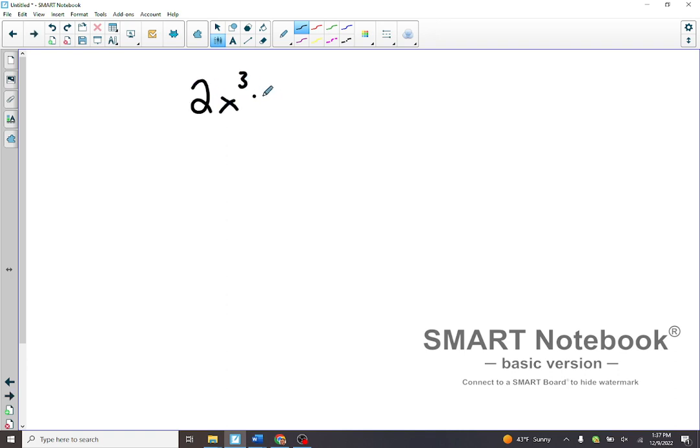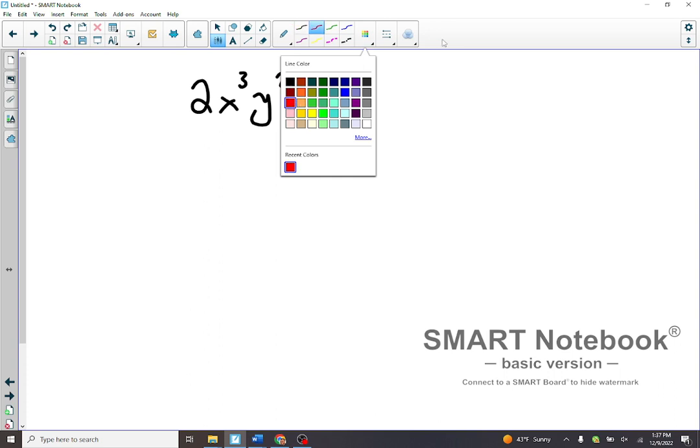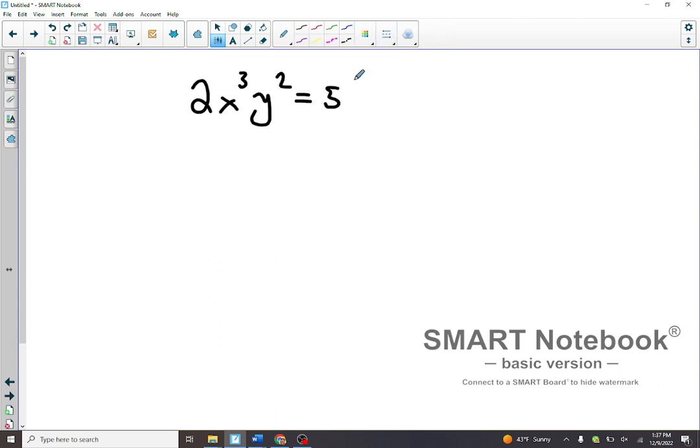Let's do 2x to the 3rd, y to the 2nd equals 5. In this case, we have a product rule going on where 2x cubed is its own thing and y squared is its own thing because they're being multiplied to each other. So I need to use the product rule, which is g f prime plus f g prime. This is my f, this is my g. If you want to spend time writing on the side, that's fine. I'm just going to go right through it.